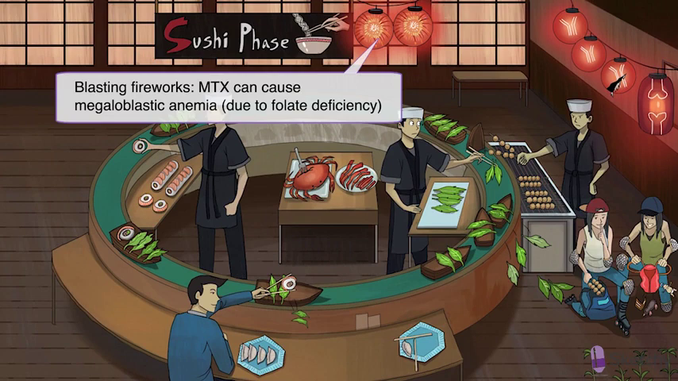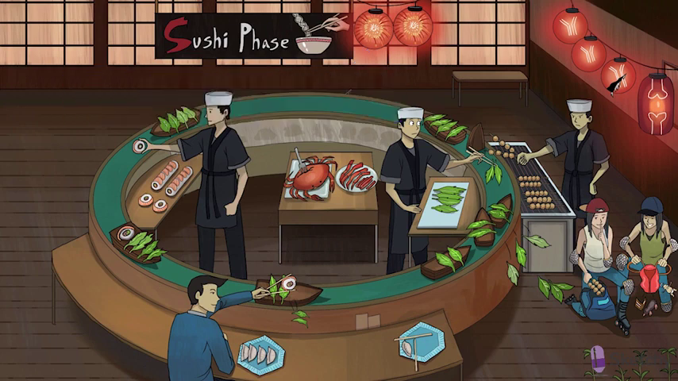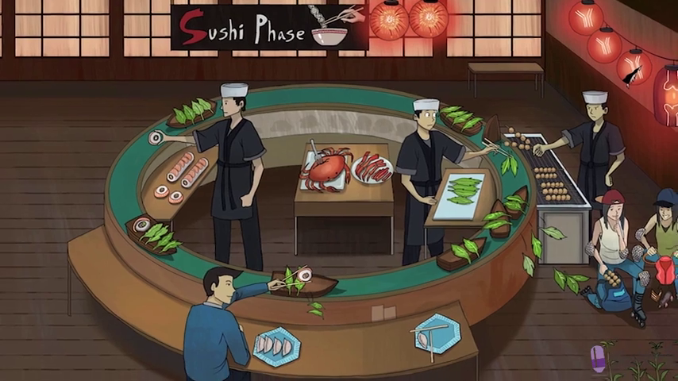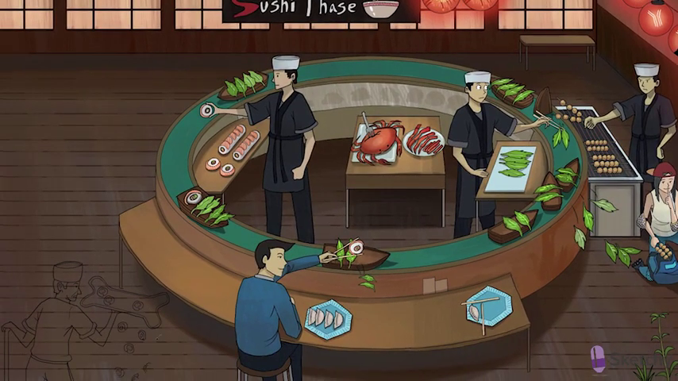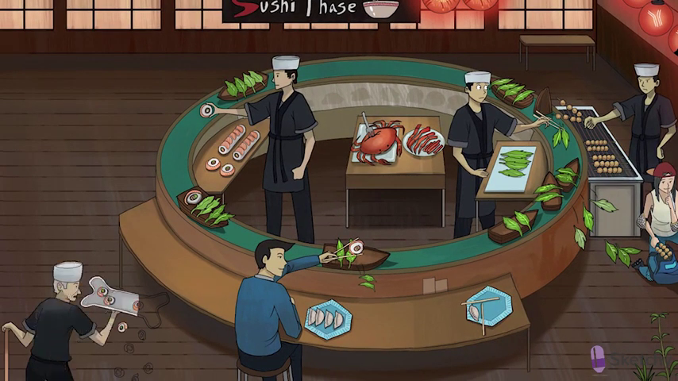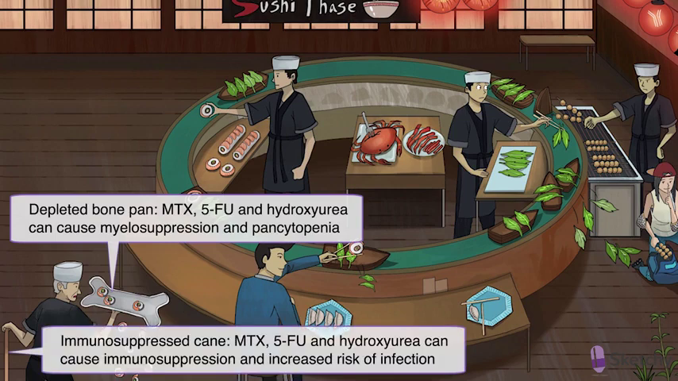With higher doses of methotrexate, myelosuppression becomes the major dose-limiting side effect. This can manifest as pancytopenia, kind of like this bone-shaped pan of sushi getting dumped by our careless waiter here, evoking that bone marrow depletion. Peripheral complete blood counts should be monitored regularly in patients on long-term methotrexate therapy.